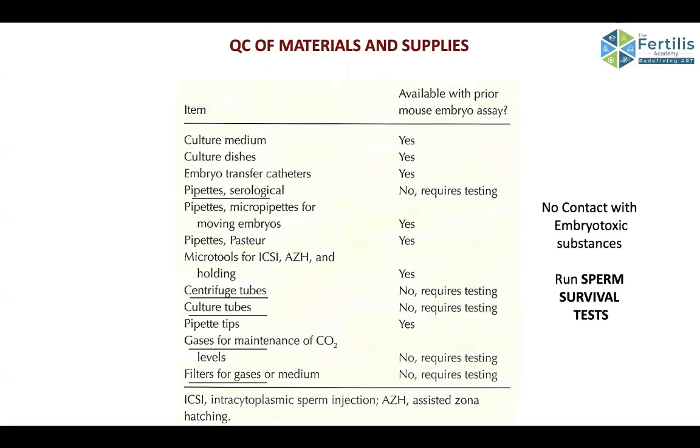So there's a test known as the sperm survival test, which can be run especially on instruments which are not mouse embryo tested. All the pipettes which you are using, serological pipettes, centrifuge tubes, culture tubes, and gases and filters, they are not mouse embryo tested. So when you are changing the source of these, or when there's a new batch coming in, you should always do a sperm survival test.